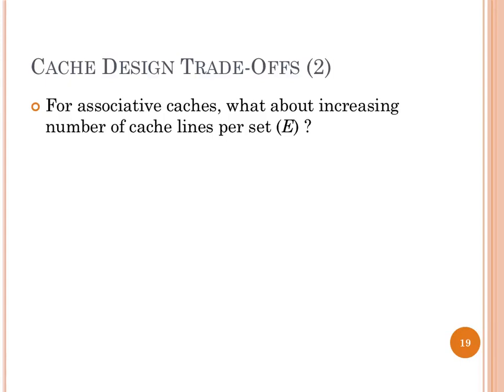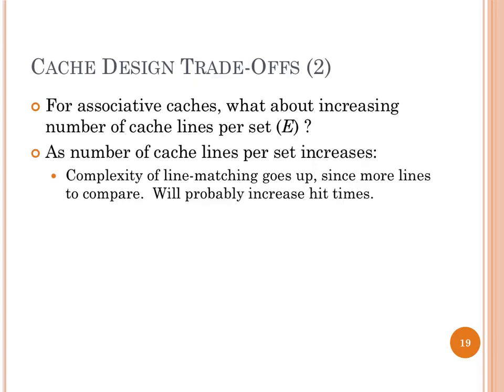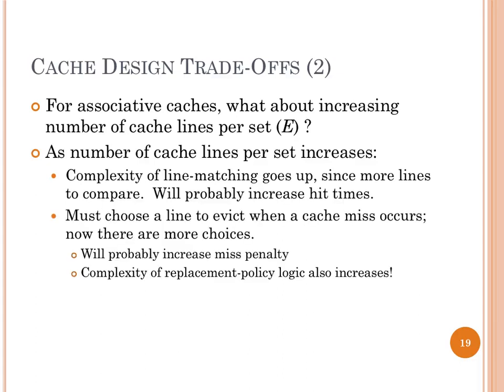What if we increase the number of lines per set? Well, hopefully I've blathered on enough about this that you recognize immediately what would happen. You have all that logic that has to look at all the tags and see which line has the tag that we're looking for. Now that logic gets more complicated when we have a larger number of lines per set. Okay? So that's probably going to increase the hit time. Also, when we have more lines, we have a larger choice to make when we evict somebody, and so the eviction logic gets more complicated. So that's probably going to increase the miss penalty. Okay? So this is annoying.